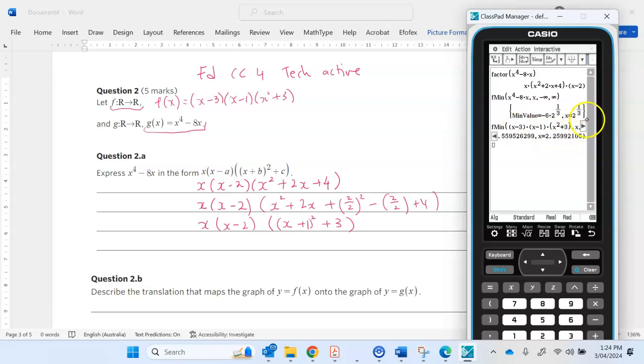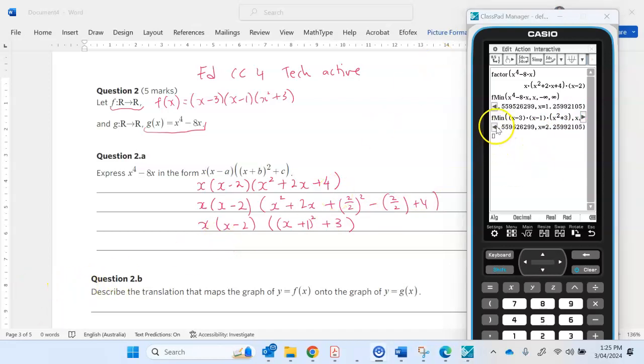Now, why is it giving me that? It's a bit annoying. It gave it to me in exact form earlier, but not for that one. Alright, so my y value should be the same, and my x value, I wonder why it's done it like that. That's really annoying. I was just playing around with it.